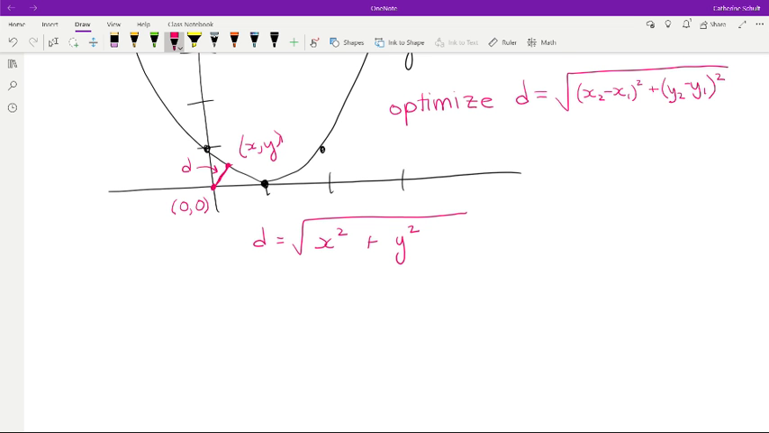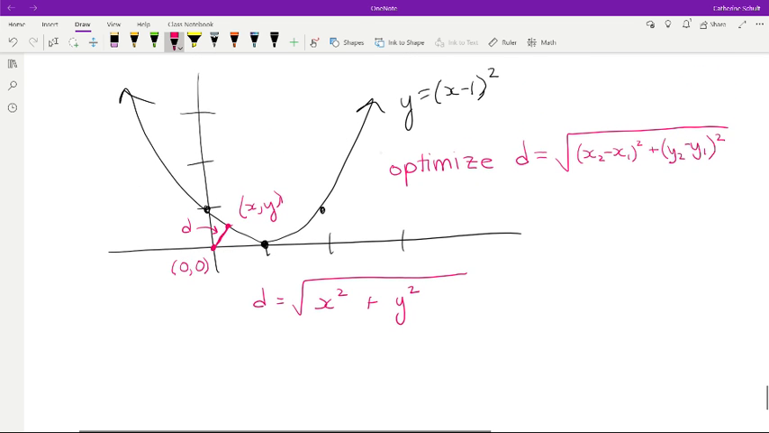Remember, in our optimization section, once we have the function we want to optimize, we have to get it into one variable, and we do that using the other information. The other information is that this curve is y equals x minus 1 all squared. So we're going to make that substitution. We're going to plug that y into our optimization function, that distance. So now the distance is equal to the square root of x squared plus y, which is x minus 1 squared, and then we're going to square it. Remember, y is that whole function.